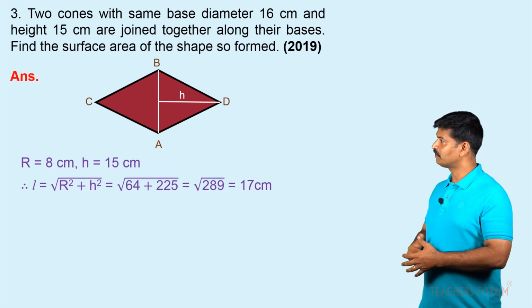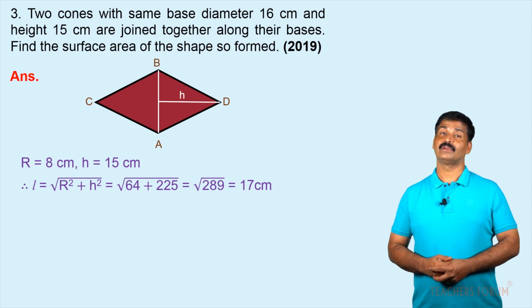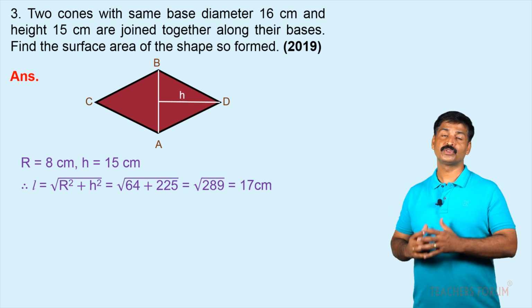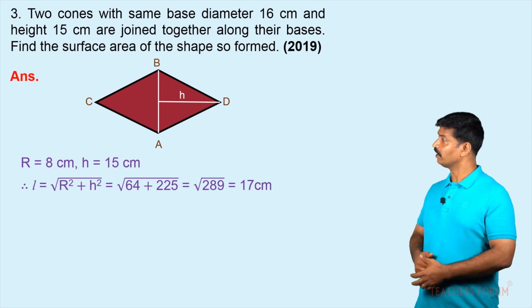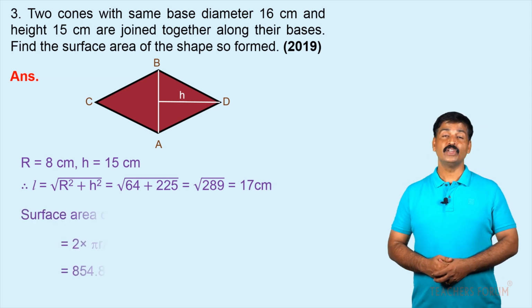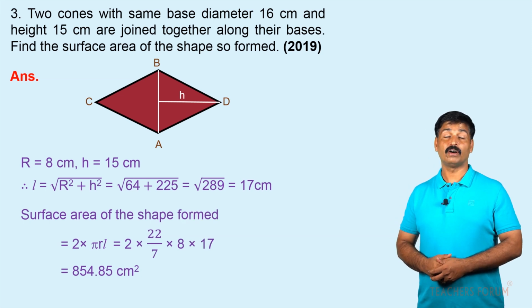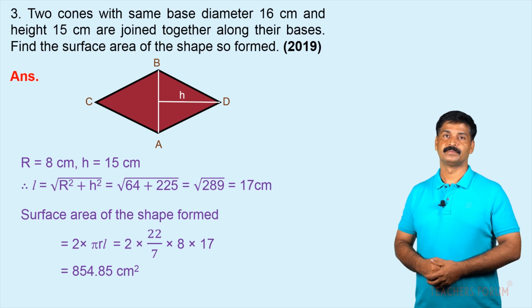Now what is the total surface area? 2 into lateral surface area of one cone. That is 2 into pi RL, because there are two cones here. So 2 into pi RL, when you substitute the values, you will be getting 854.85 centimeter square as the surface area of this solid figure.